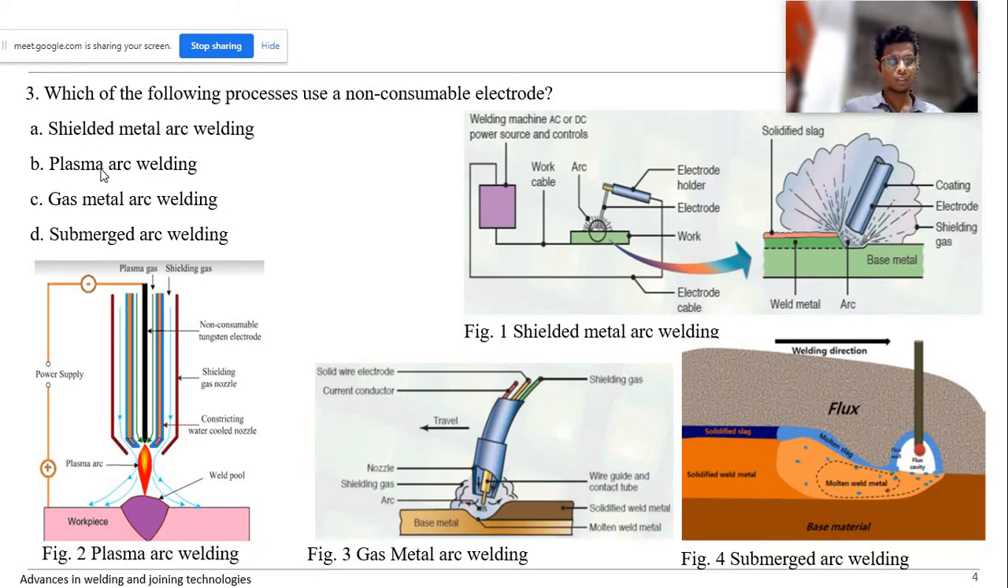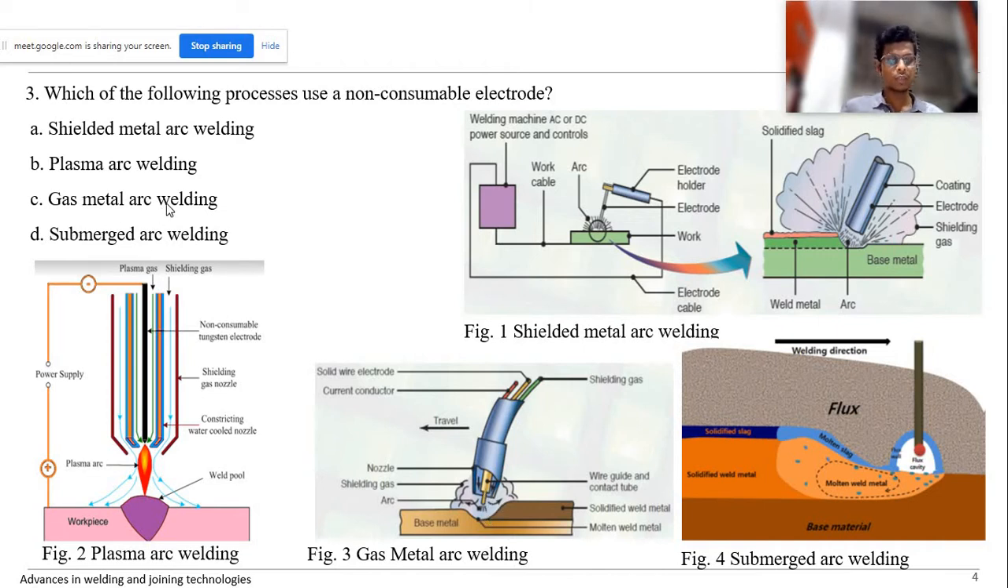So there will be a consumable electrode in shielded metal arc welding. And in gas metal arc welding, which is GMAW or metal inert gas welding, there will be an electrode which will be some kind of metal, and the arc will be established between the base metal and this electrode, which is a consumable electrode. The heat generated by the arc melts the consumable electrode and deposits it on the base plate.